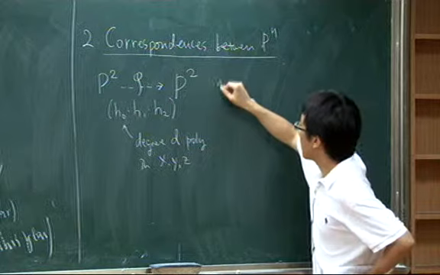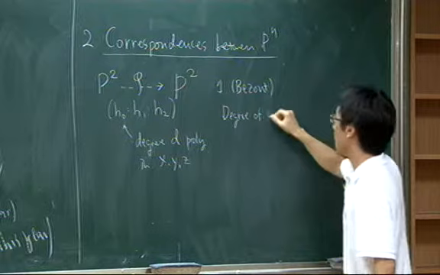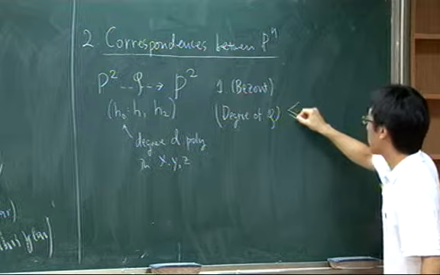First observation, this is essentially a Bézout theorem. The degree of phi, and by this degree I mean a topological covering degree, is at most d squared.